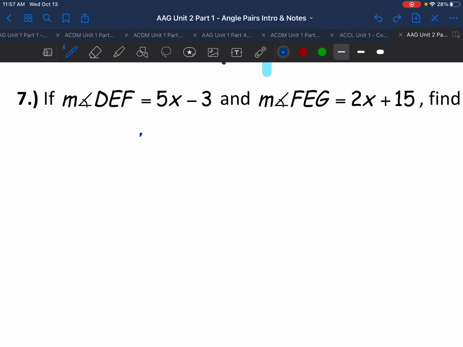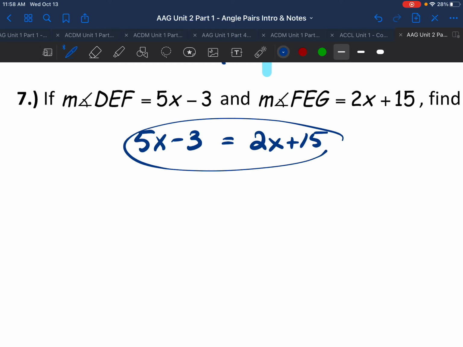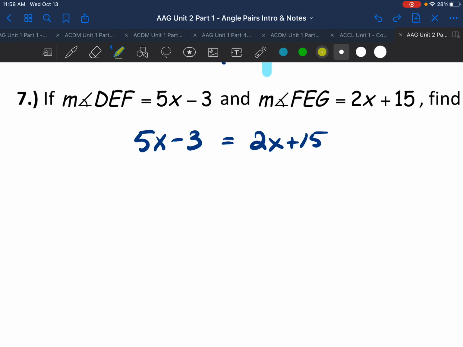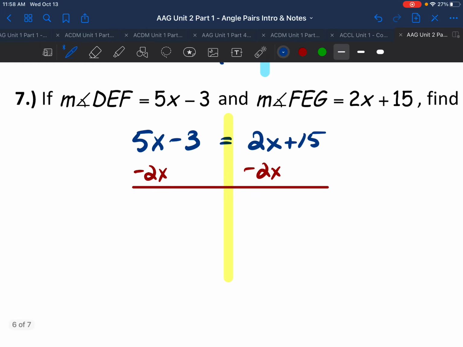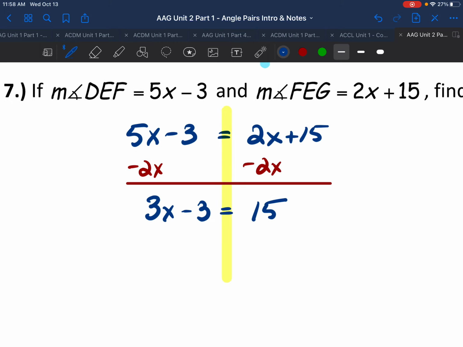So let's go ahead with 5x minus 3 equals 2x plus 15. All right? So be careful. Sometimes we add the expressions up and set them equal to 180. Sometimes we add them up and set them equal to 90. And sometimes we set them equal. It depends. All right, so I'm going to go grab my highlighter. Let's make our straight line here. I'm going to subtract 2x, and that's going to give us 3x minus 3 equals 15.